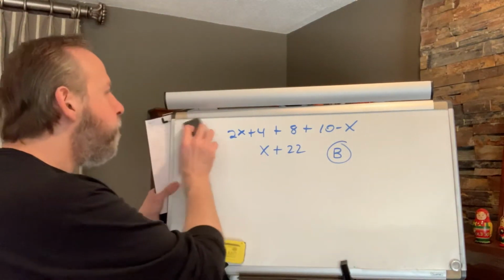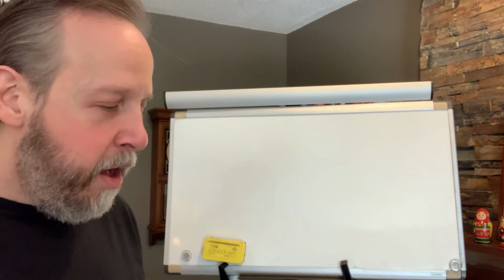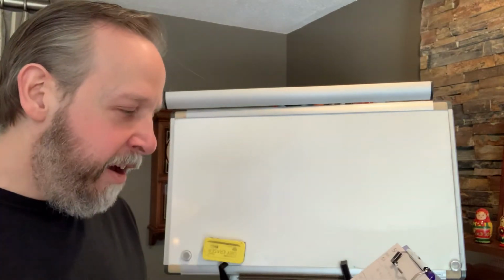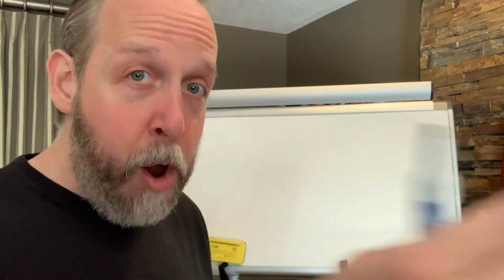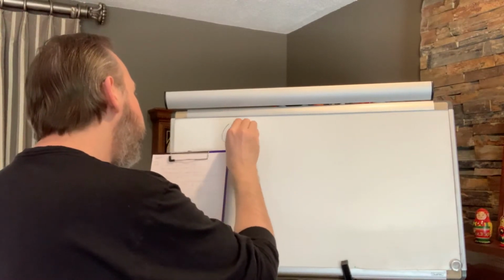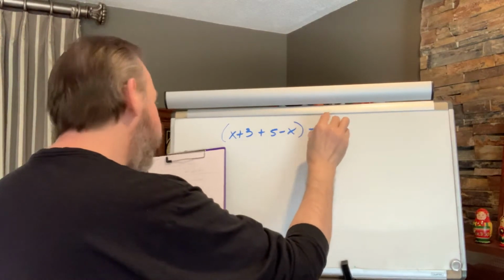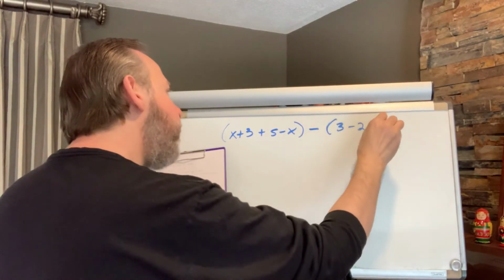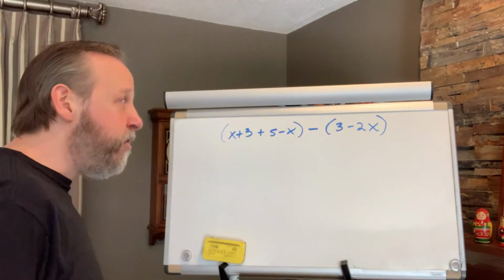So number 6 told you that we have to subtract 3 minus 2x from the sum of x plus 3 and 5 minus x. The wording is really, really important and specific. Subtracting from means it comes last. So the sum of x plus 3 and 5 minus x, we are subtracting 3 minus 2x from that sum, and that is important. This is the place where you might make a mistake.